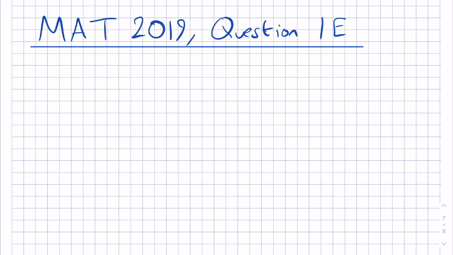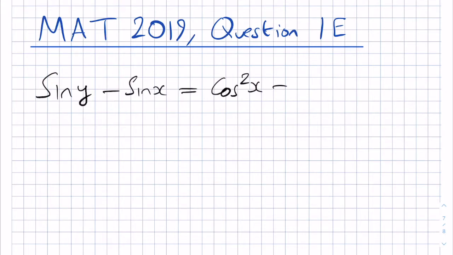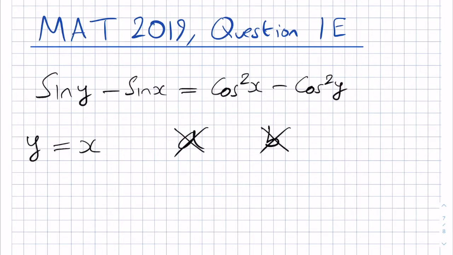So if we look at our equation, which is sin y minus sin x equals cos squared x minus cos squared y, then we note that if, for example, y equals x, then the left-hand side is 0 and the right-hand side is 0. Therefore, the equation is satisfied, and so, for example, the line y equals x is part of the graph. This means that answer A and answer B must be incorrect.